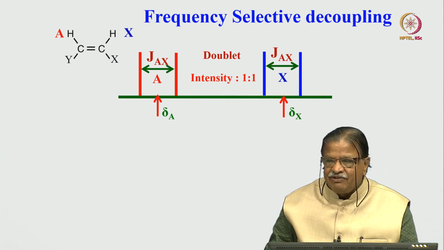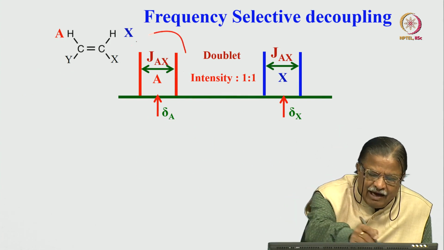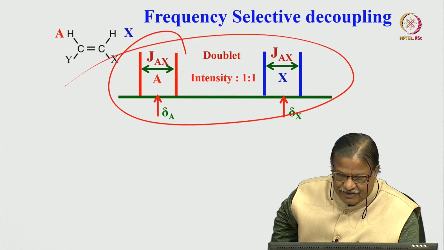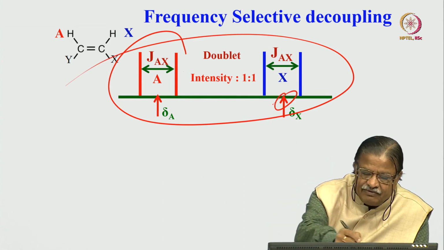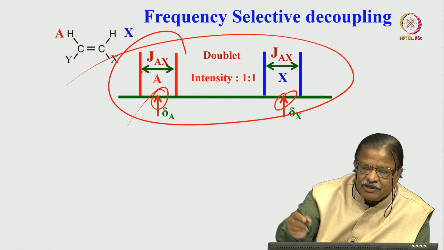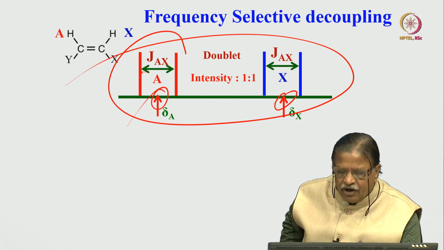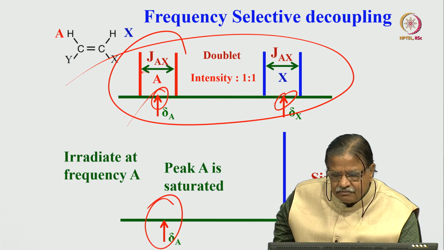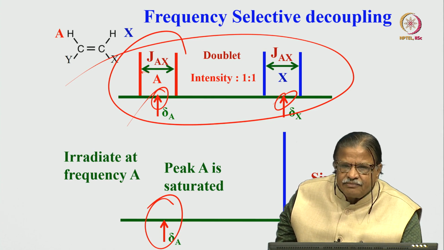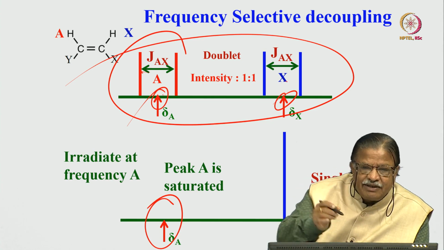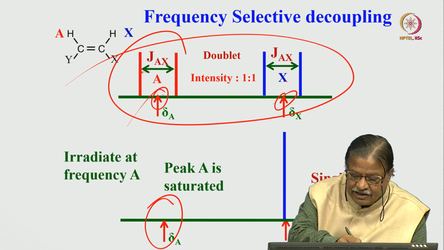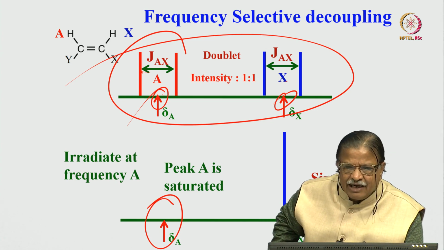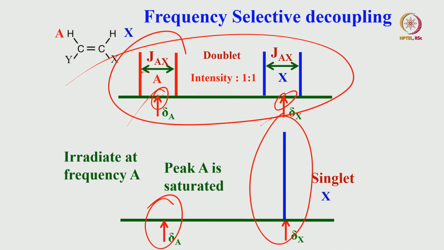What happens if you do the frequency selective decoupling? Look at it, I have a 2 coupled spin system AX. This center gives you a chemical shift, this center gives you a chemical shift, and this separation gives you the J coupling. Alright. What are we going to do? We selectively saturate this peak. You get a singlet because I am breaking the coupling between this and this. I know then this is coupled to this. That is okay, I get coupling information, but you see I simplify the spectrum. Doublet becomes singlet. This is frequency selective decoupling.